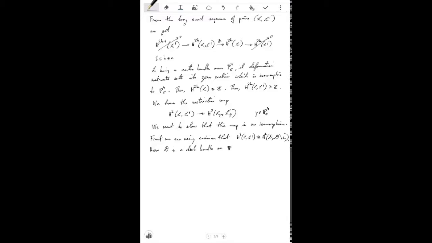So first we see, using excision, that ... so here T is a disk bundle on P^n(C), and S_0 is the zero section. So the picture looks like this. Here we have P^n(C), and here we have our line bundle, and this is the zero section.